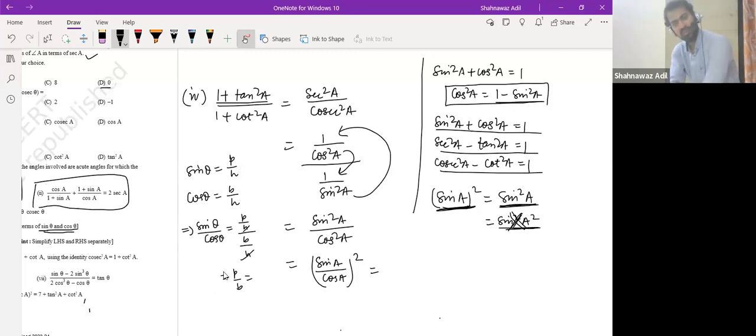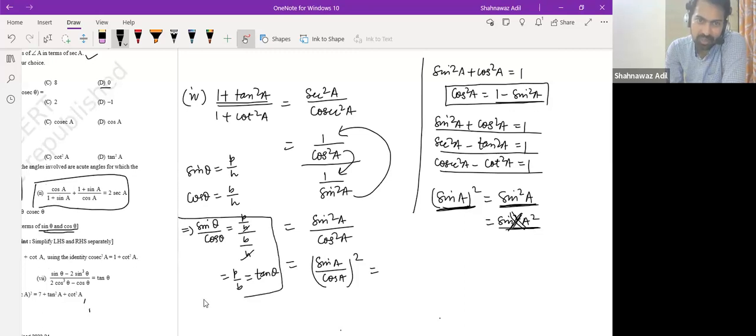Yes, what is p by b, Amira? Tan theta. Yeah, so why are you getting confused? You are right. P by b is tan theta, right? So sine theta by cos theta is tan. So sine A by cos A is tan. Tan A whole square, this is tan square.